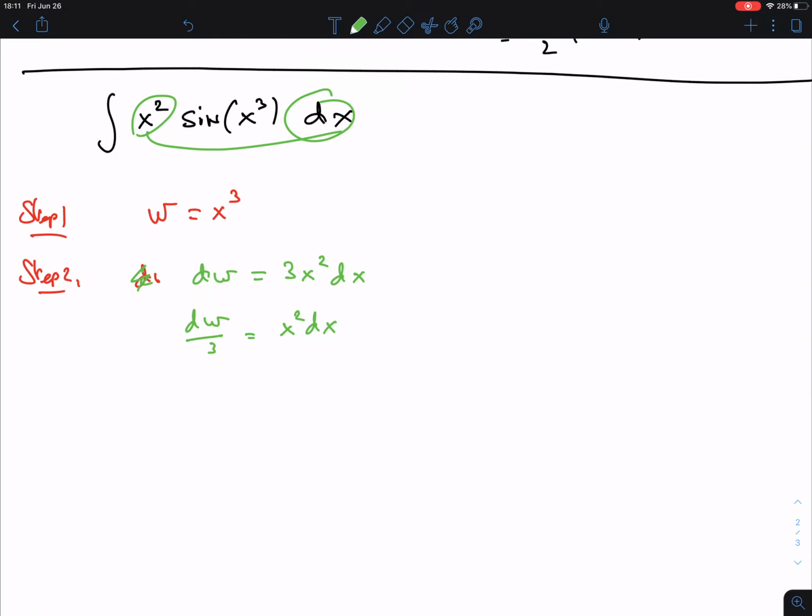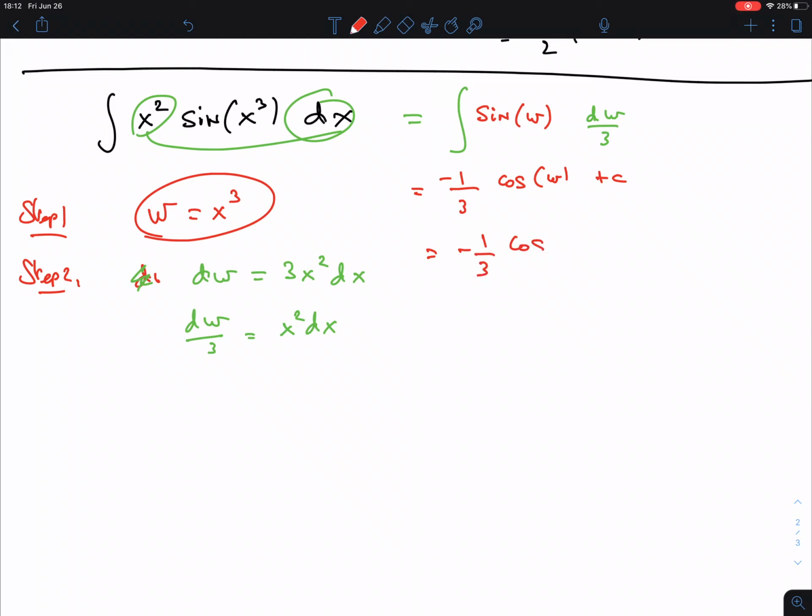And now I can replace this. So this x squared dx, the green part, becomes dw over 3. And then what is left? Of course, now everything else should also be in terms of w. There should be nothing else left here. But luckily that can be done because we have sine of x cubed, which is sine of w. And this is now easy to integrate, right? Again, the 3 is just a constant, can come out. And the integral of sine is cosine w. Is it cosine? No, it's minus cosine, right? So I put a minus sign here. Plus c.